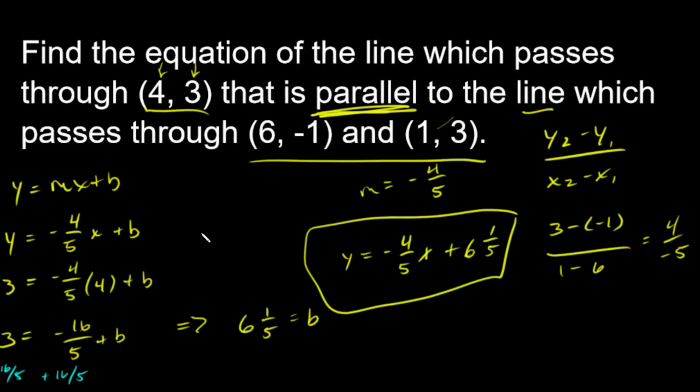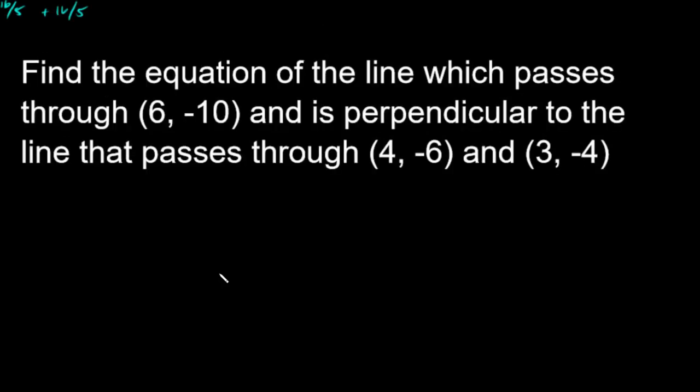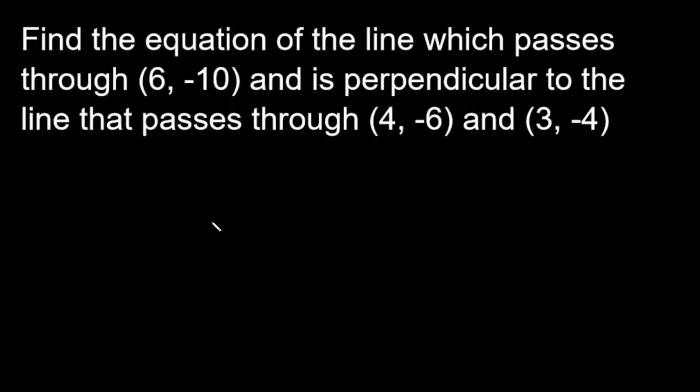Okay, done. Now, perpendicular. Last problem. Oh man, it's actually not going to be too much longer than our longest example so far. So find the equation of the line which passes through (6, -10) and is perpendicular, not parallel this time, but perpendicular to the line that passes through this. So the goal is still to find the slope and then do the perpendicular thing.